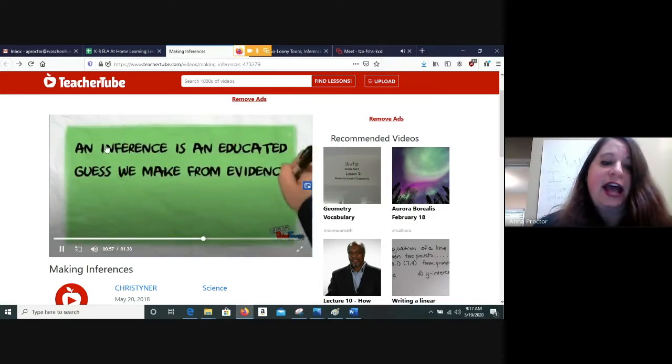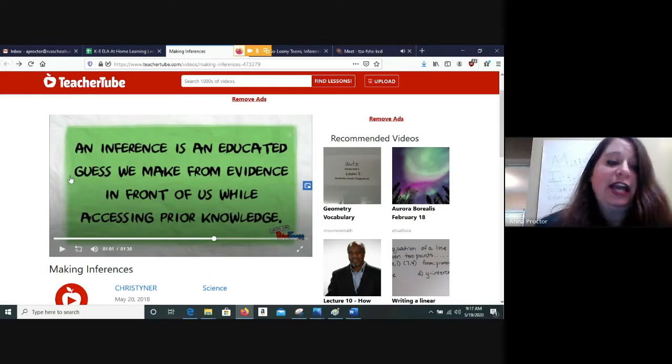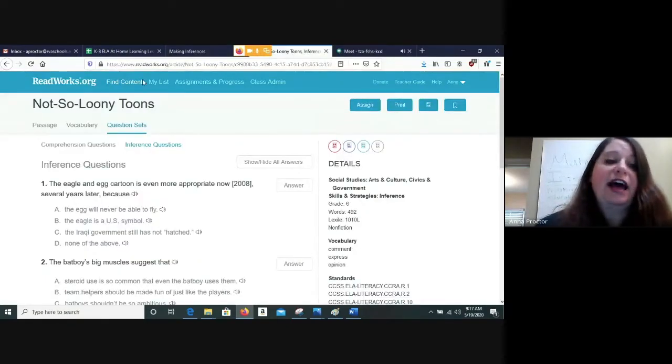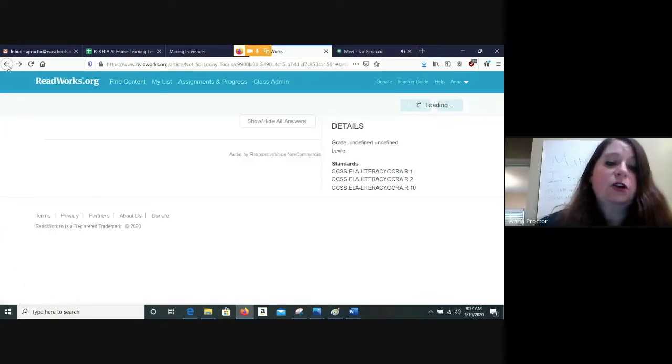The definition for making an inference, if you go back to the video from yesterday, is: an inference is an educated guess we make from evidence in front of us while accessing prior knowledge. So you need both your text evidence and your background knowledge, also known as your prior knowledge, to make an inference. So now there's a link to an article that you should have, and it's called Not So Looney Tunes on ReadWorks.